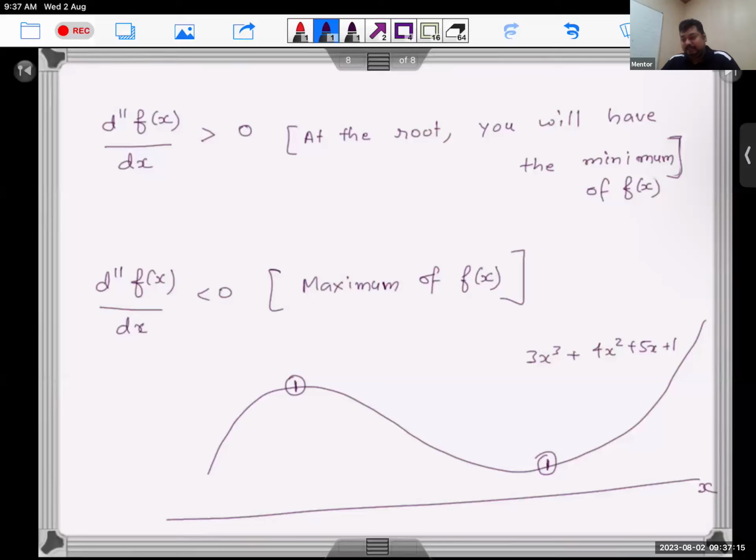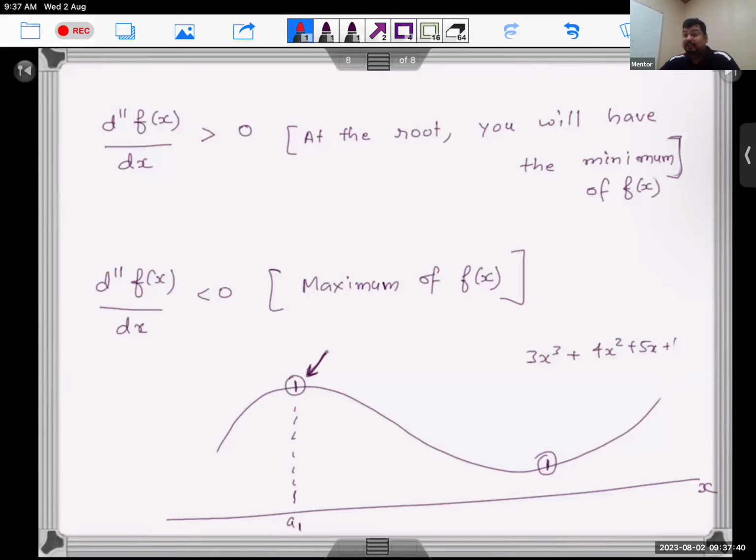Okay, so whatever this value of x is, let's call this a1. If you put a1 in the double differential, what do you think the value of the double differential would be? Let's say the function terminates here. What do you think the double differential value at a1 would be?